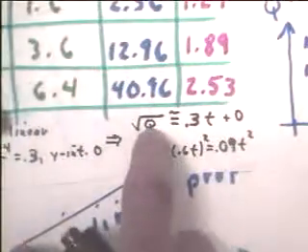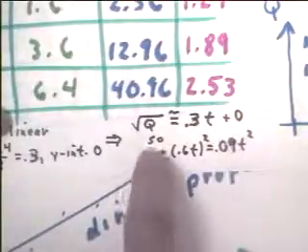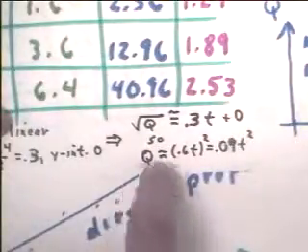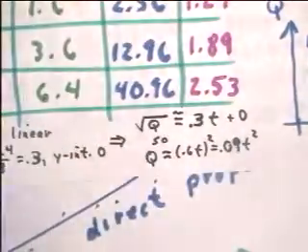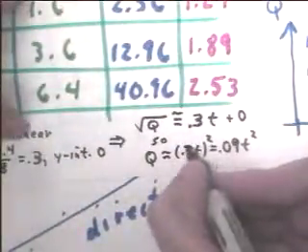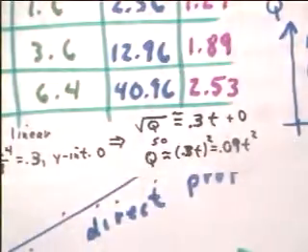Now, if the square root of q equals 0.3t plus 0, which is just 0.3t, then if we square both sides, we see that q equals the square of 0.3t, which is 0.09t squared. We'll continue this analysis in the next clip.